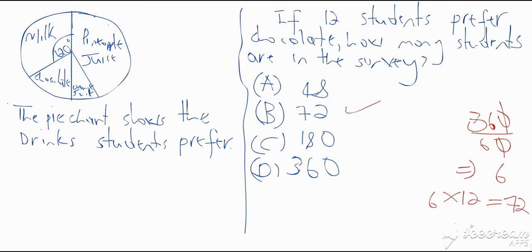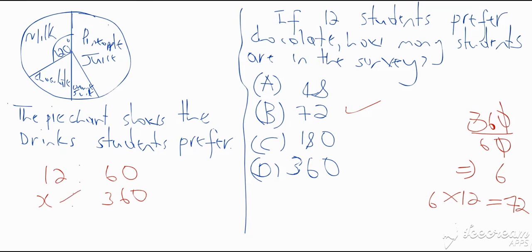Now that is one way of looking at it. There are persons who might not feel comfortable with this working. You could have gone the ratio way. So we could have said 12 to 60, and we have x to 360. And of course this represents a bit more work.